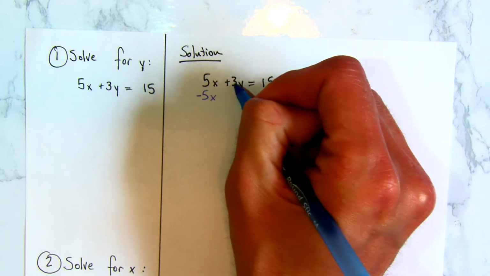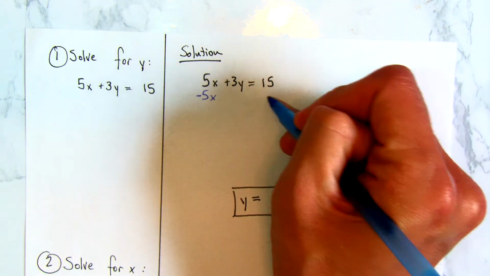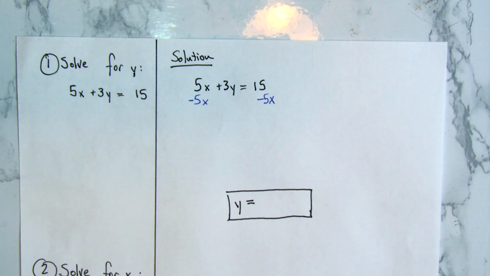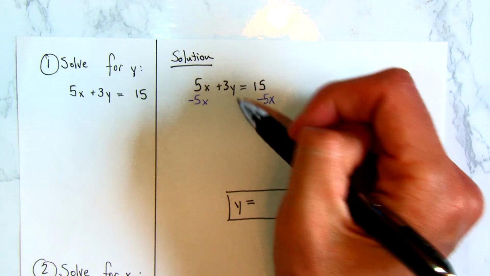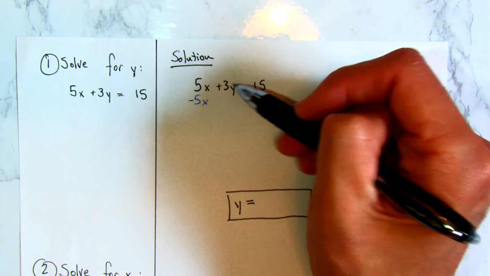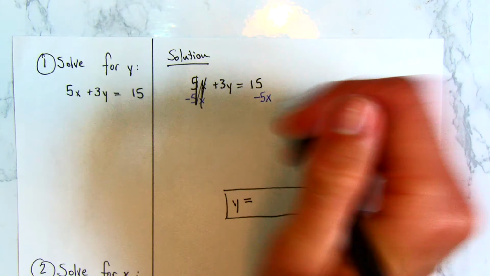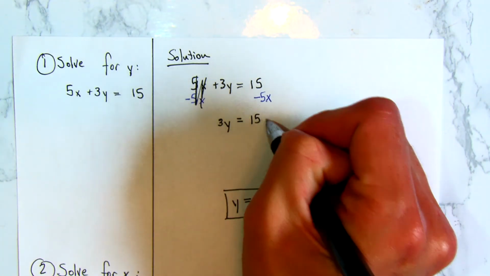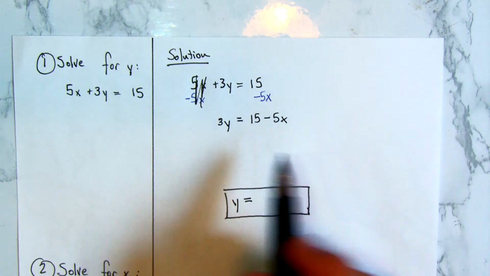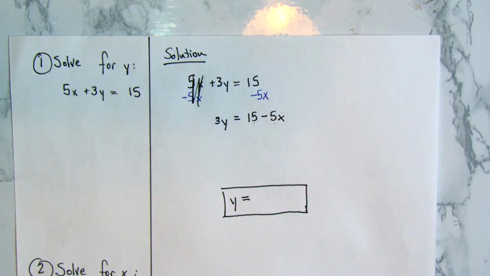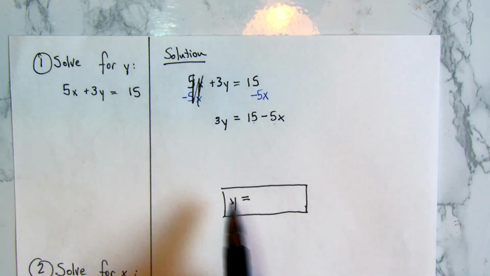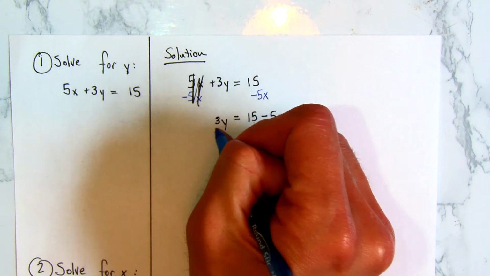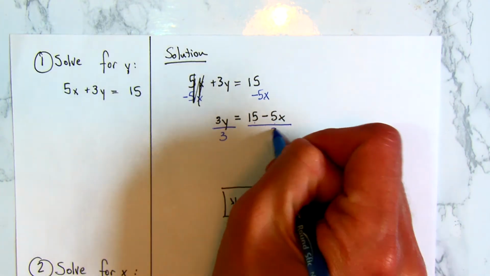3 times y, these two are kind of together, so we'll have to undo that part last. But let's start by subtracting 5x from each side. 5x minus 5x cancels, and we get 3y equals 15 minus 5x. Write them side by side. Since I want y alone, I need to divide everything by 3.